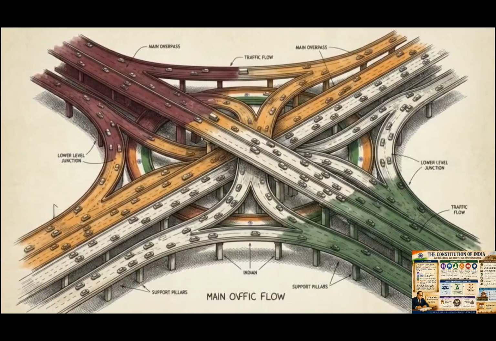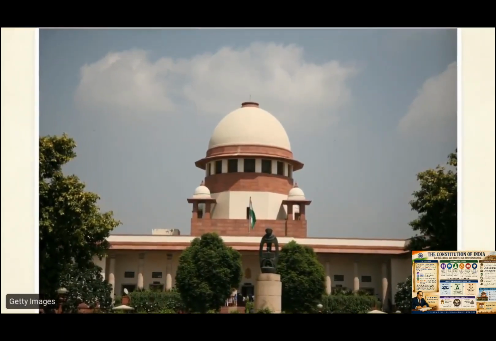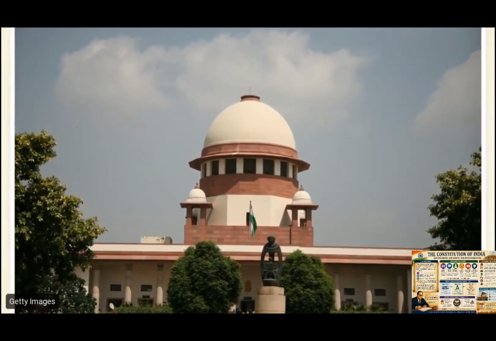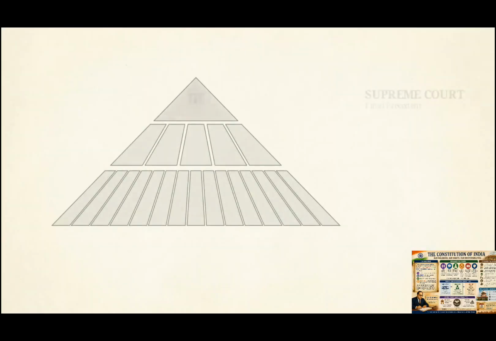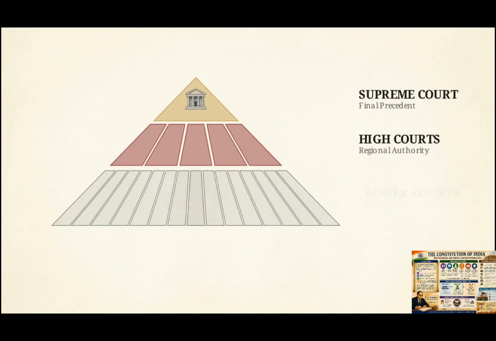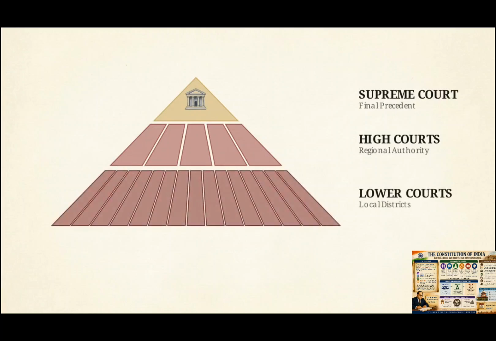To police its own systems, the Constitution establishes the judiciary as the final check and balance. It sets up a cascading hierarchy of legal authority, flowing from the Supreme Court, down through the regional high courts, and into local lower courts.